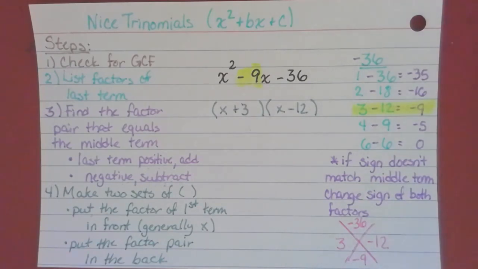And then we're going to put that factor pair in the back of the parentheses. So I have 3 and the minus 12. Now, because there's stuff in front of the 3, I need to make it a plus 3. So my factors are going to be x plus 3 and x minus 12.